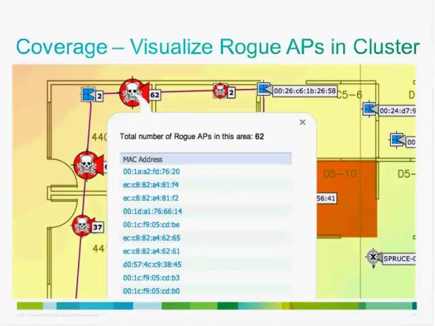All right. So if you have a cluster, you can quickly visualize the rogues in that particular area. You can simply click on that, and you can see the actual number of rogue APs in this area. Okay. So this is pretty powerful.